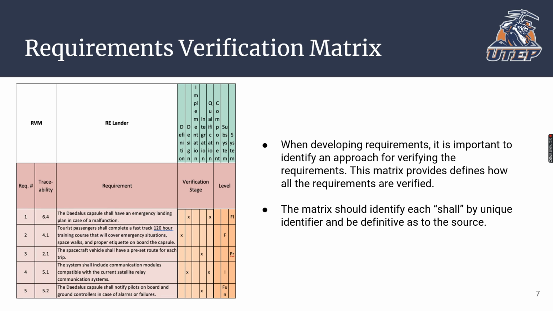You can see that we have a list of our requirements, and each one of these requirements has to fall under a certain category, which are the ones highlighted in green. We have definition, design, implementation, integration, qualification, component, subsystem, and system. So every single requirement will fall under one of these categories, which is what I was just mentioning. Another thing to mention when talking about the RVM is that the matrix should identify each shell by a unique identifier and be definitive as to the source.